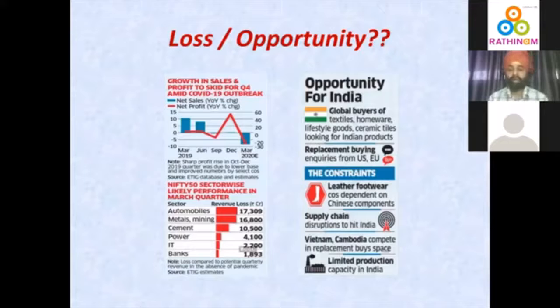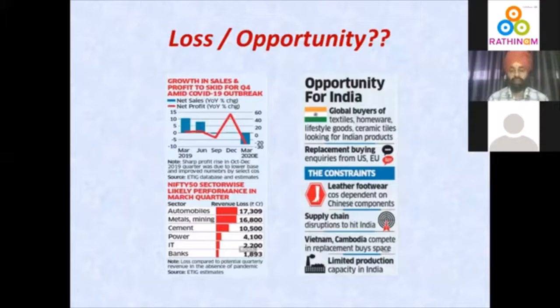Now we find that global buyers of textiles, homewares, lifestyle goods, tiles, products, interiors, are now looking for Indian products. Consumption globally has gone down, but India's share of the global economy is hardly 0.3%. And the next big is China with 10%. So even if we say that 50% of the buying has gone down globally, and China's share went from an average of 10% down to 5%, and we are at 0.3%, we still have, as a country, a chance for exponential growth in this time of crisis.